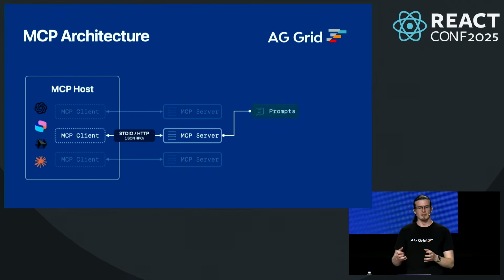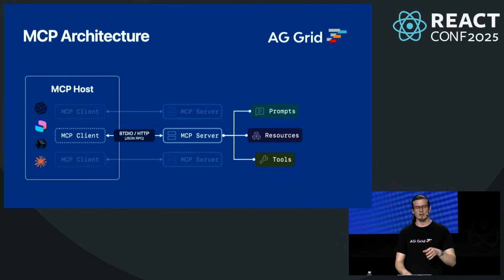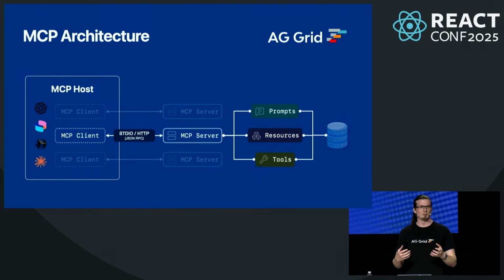The MCP server then, in turn, exposes 3 different features, the first of which are prompts, and then resources, and also tools as well. So we'll touch on each of these in more detail in just a moment. But before we do, it's also important to note the MCP is often backed by some sort of source of truth. In our example, this will be an external database, but it could be a file system. It could be anything, really.